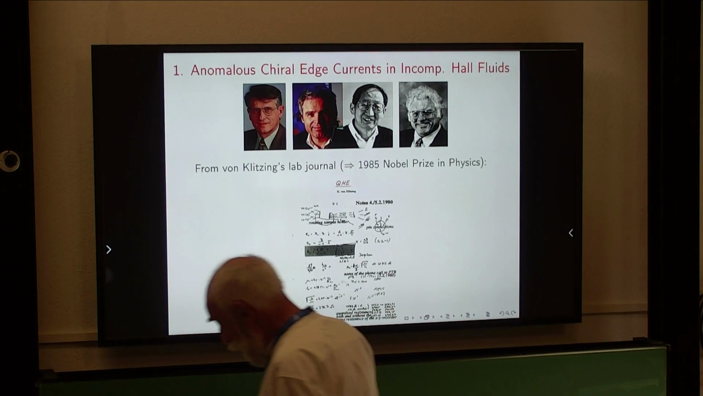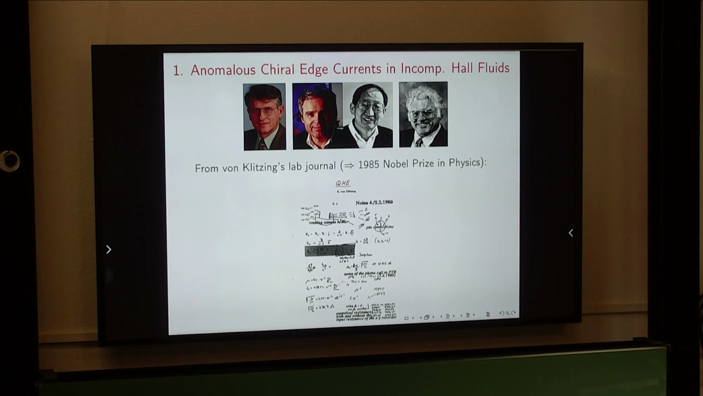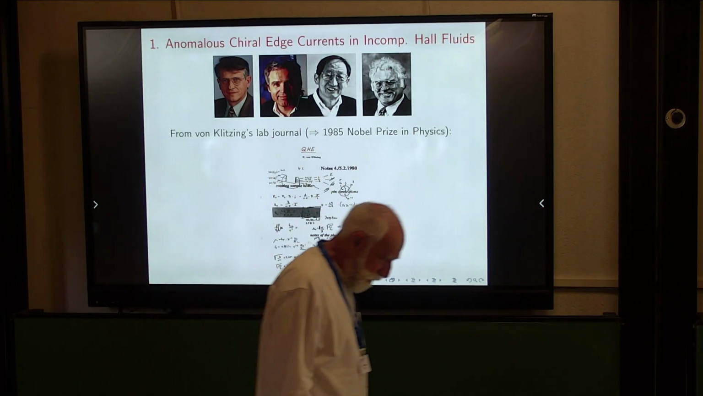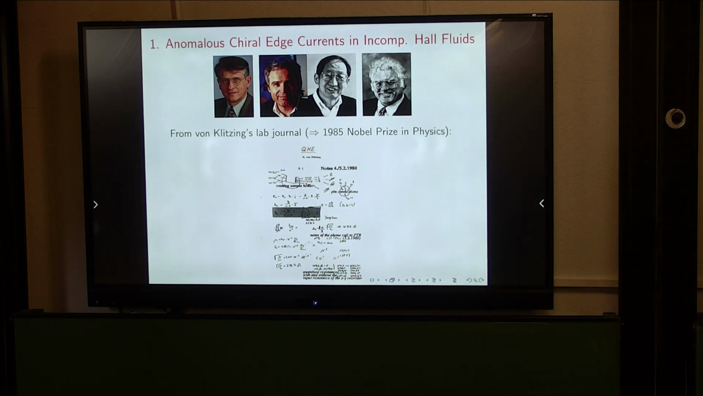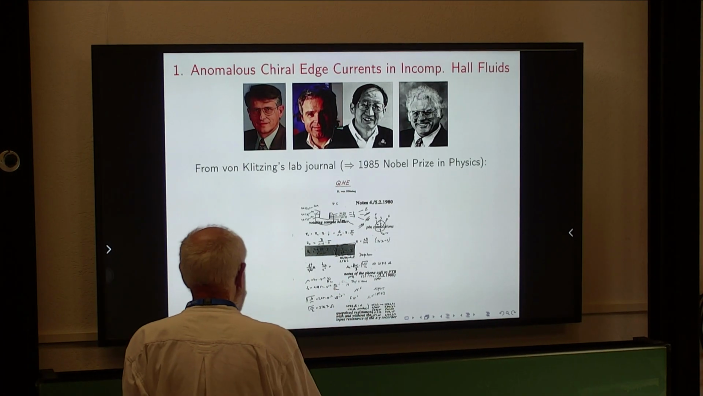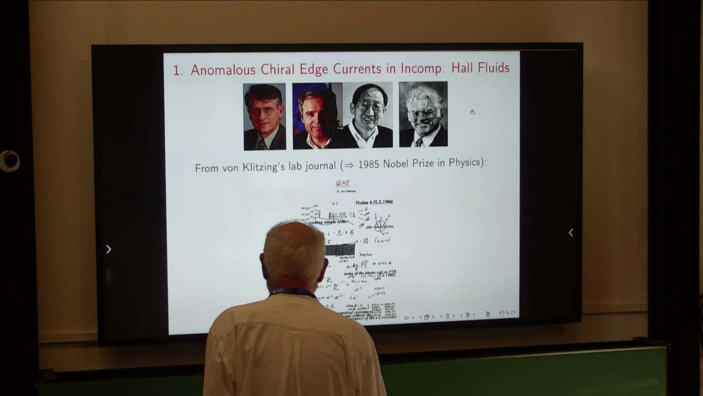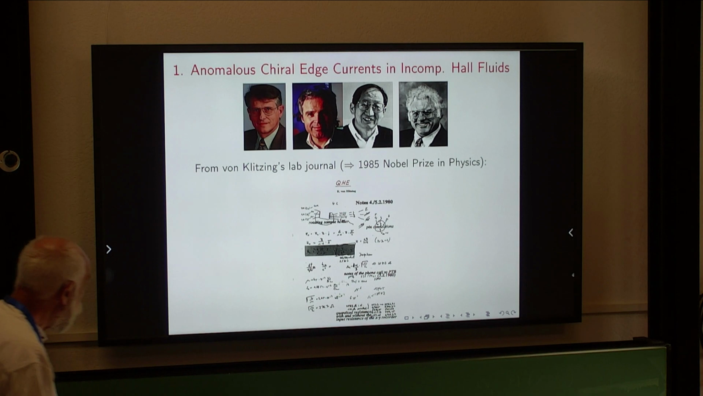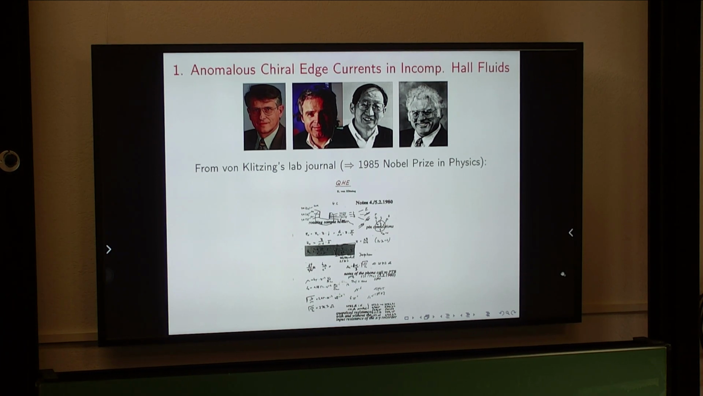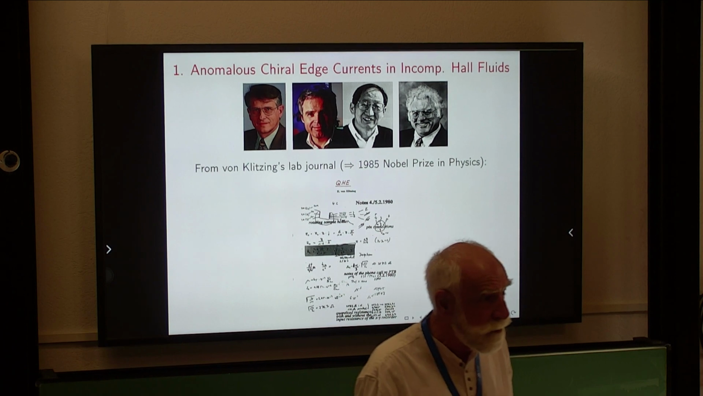Let's go on. Let's now look at edge currents in planar insulators. That leads immediately to more or less the theory of the quantized Hall effect. The pictures here are the heroes of the Hall effect: von Klitzing, Störmer, Tsui, and Laughlin. Von Klitzing got a Nobel Prize for one page in a lab book, and that's this page. That's how he got this Nobel Prize.